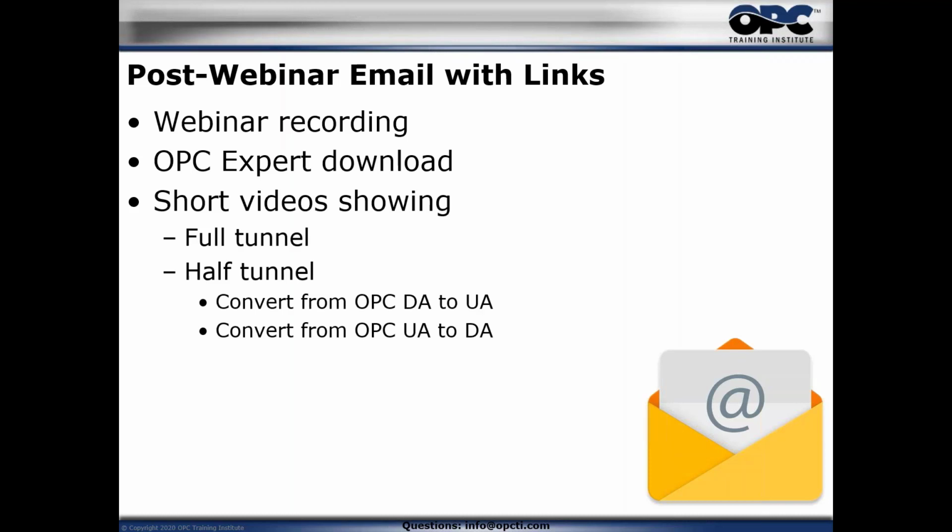You'll also get a link to very short and succinct videos showing you exactly how to do the full tunnel and the half tunnel. So it enables you to convert from OPC UA to DA and from OPC DA to UA, having a client and a server. So it doesn't really matter if you have an OPC UA client or an OPC UA server. You can get data to a DA client and a DA server.